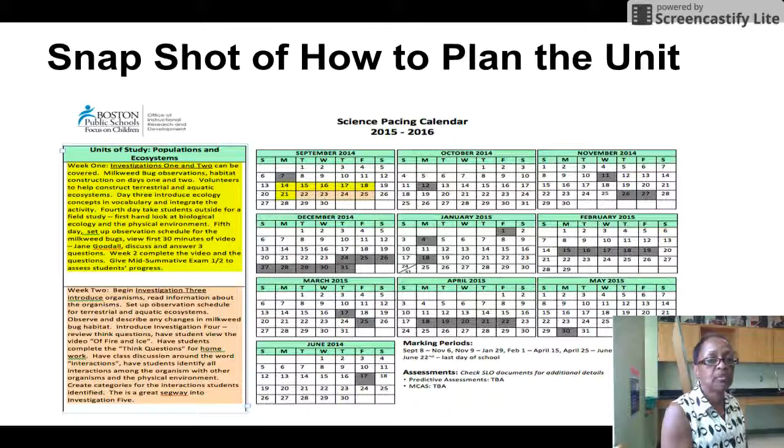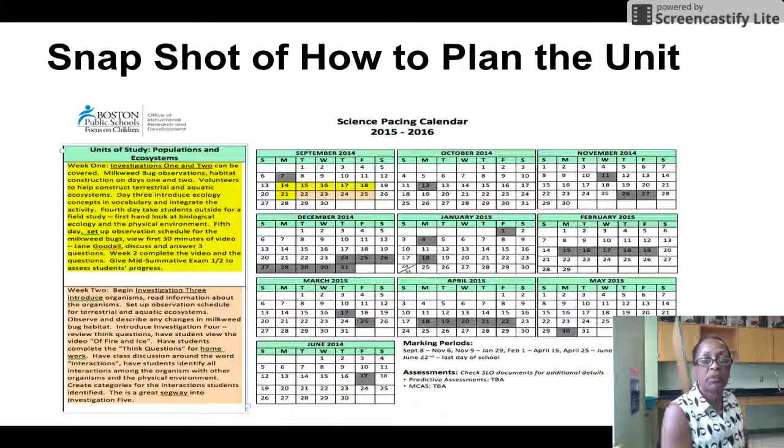Then we move into the ecology of ecosystems. With that, we view a video, and I take them on a field trip outside to do a field study to make some real world connections to the things that they are observing. So take your time, read through it, and you can see that some of the investigations can be done within a shorter period of time. Some might take a little bit longer, but then you become creative at how you assess and manage your time.